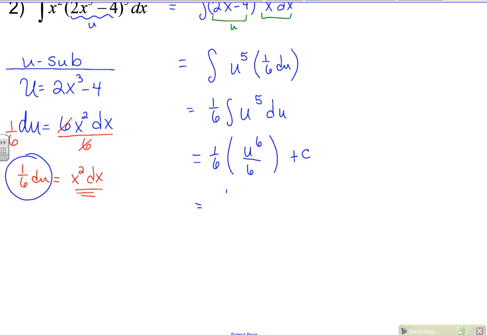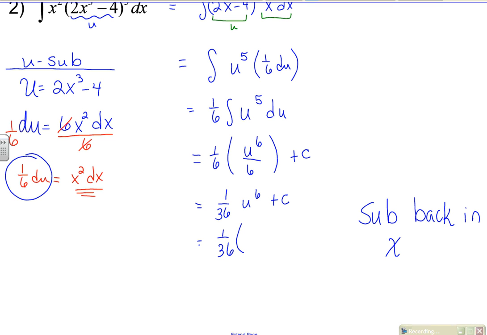Simplifying, I have 1/36 u to the 6th plus c. Now I'm ready to sub back. Sub back in our x. And so in x's, I have 1/36, and instead of u, let's put in 2x cubed minus 4 raised to the 6th power plus c. And this would be our original function, capital F of x. If you did a little bit of derivative work, you would find that it would come back and match up perfectly.